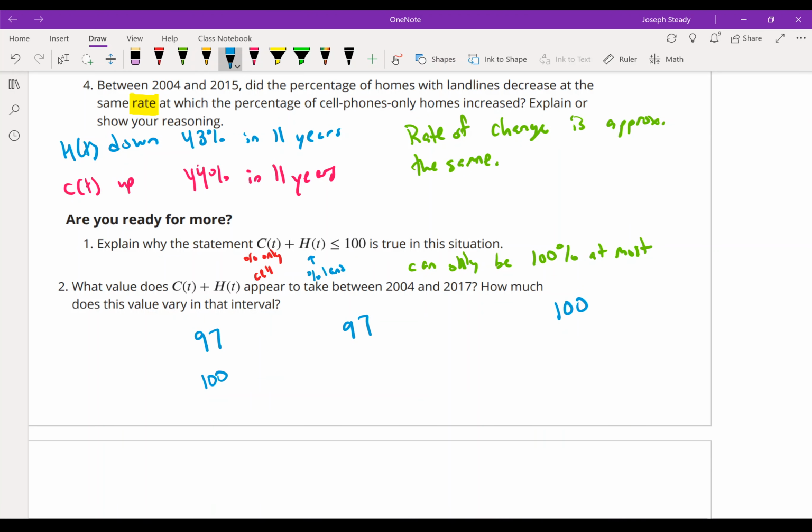If I want to be fancy about this, I can say something like 97 is less than or equal to C of t plus h of t, which is less than or equal to 100. Or in other words, C of t plus h of t is always between 97% and 100%. But there's not a lot going on inside of there, right? We're mostly in like the 98, 99, 100% range.